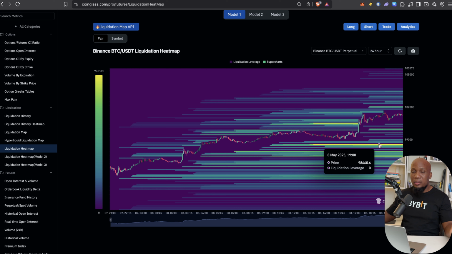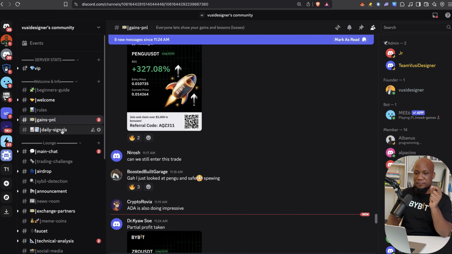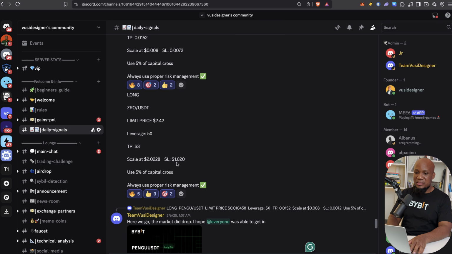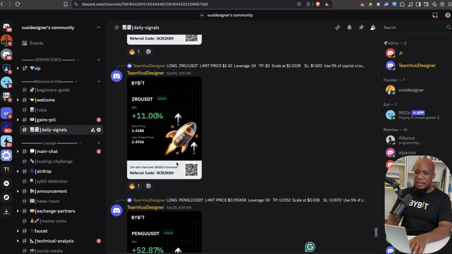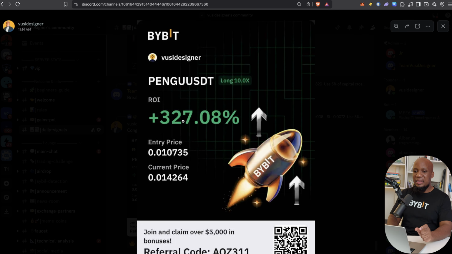And obviously, all the information that I'm giving you guys here, we do share it within our Discord. If I go to my specific page here, now if I come to Discord here, you can see if I go to trading signal, or rather daily signals, you can actually see the last signal that we posted. And if I scroll down here, you can see on my other account, I made over 327%.